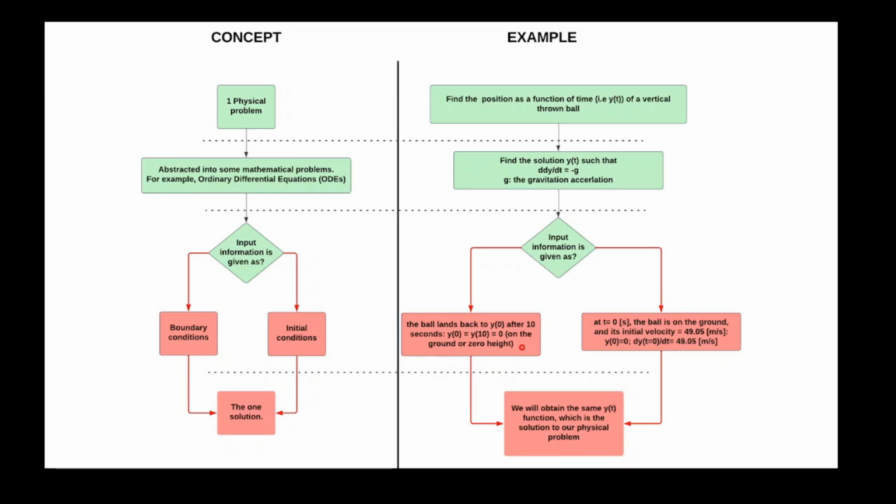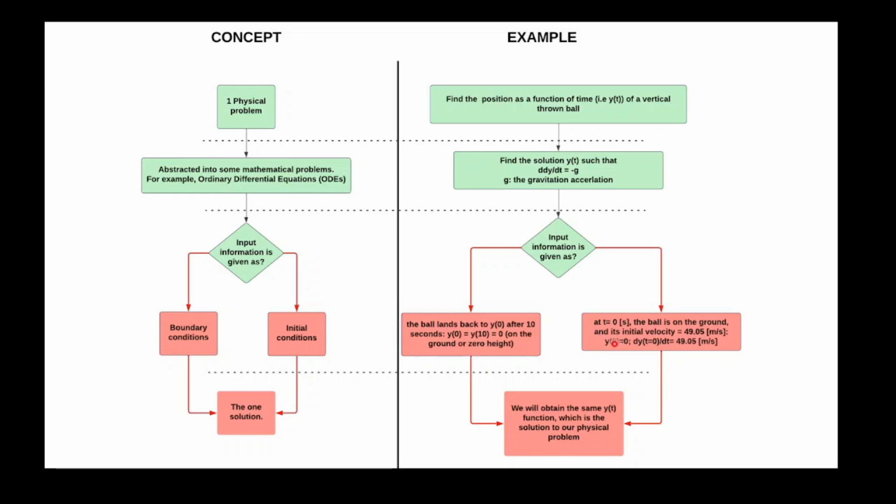And the boundary conditions mean, because our solution is the function y(t), and the boundary would be that the thrown ball starts at time equals 0 and it ends at time equals 10 seconds. They give us the position at time equals 0 as equal to the position of the ball at time equals 10, and both of them are on the ground, or they both have 0 height.